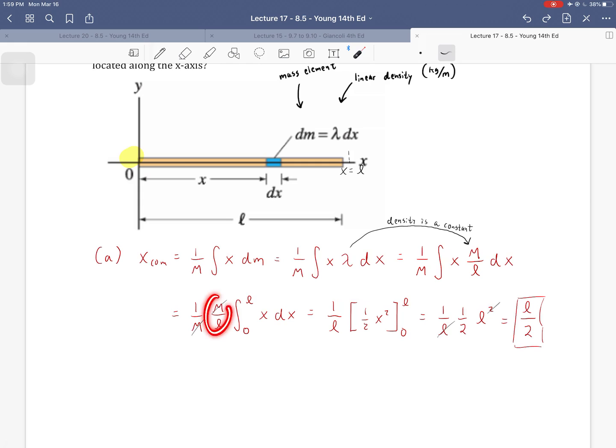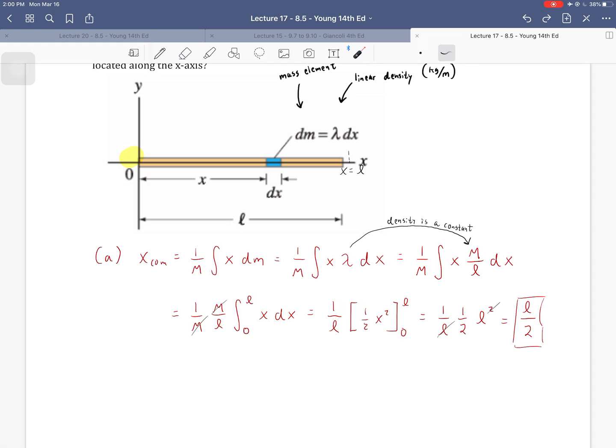So the M over L come out, allowing our M's to cancel. Then we're going to go ahead and integrate x dx from 0 to L, because we're integrating over the entire length. You can see here that this represents the end of the rod. It's offset slightly, but this would be x equals L, the very end of the rod. You can see L over here, from there to there.